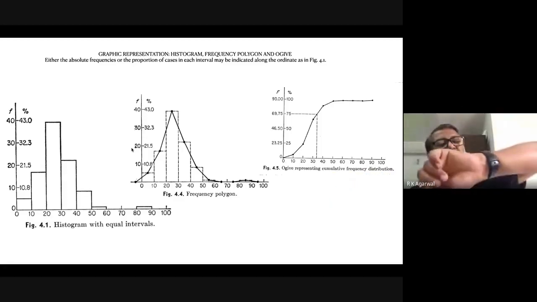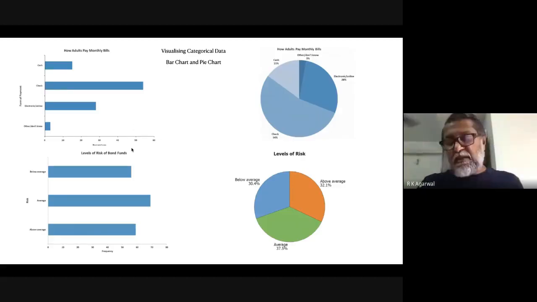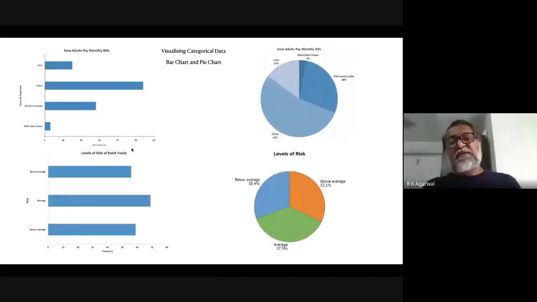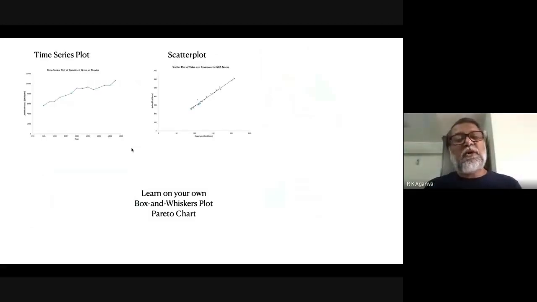How much time are we left with? We are almost there. It's 11:30. If you have any other question, you can ask those questions. In the next class, we will discuss the graphical representation of categorical data. This is visualizing categorical data through what we call bar chart and pie chart. We will also discuss two more kinds of plots: one is called the time series plot and the other is called the scatter plot. And then I'll give you some homework.